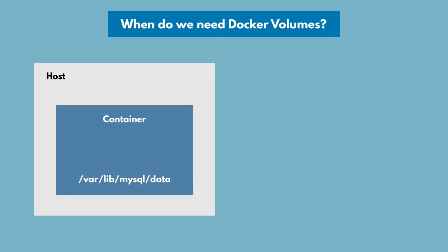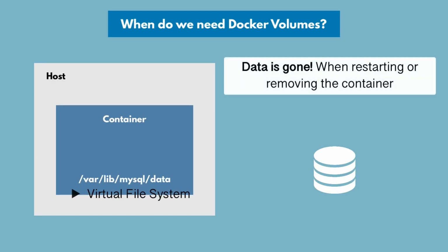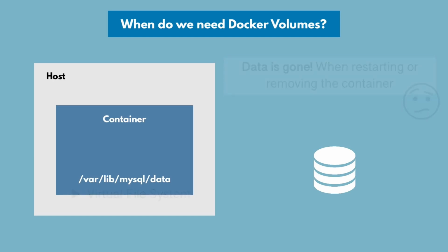So a container runs on a host. Let's say we have a database container, and a container has a virtual file system where the data is usually stored. But here there's no persistence. So if I were to remove the container or stop it and restart the container, then the data in this virtual file system is gone and it starts from a fresh state, which is obviously not very practical because I want to save the changes that my application is making in the database. And that's where I need Docker volumes.